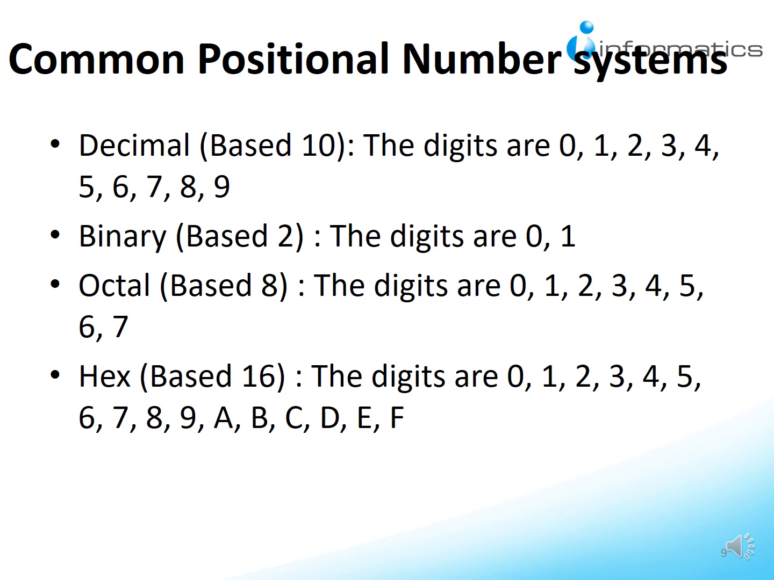Octal means base 8, so the digits 0, 1, 2, 3 up to 7. Another commonly used number system is base 16. It's called hexadecimal system. The digits are 0, 1, 2, 3 up to 9, then followed by A representing 10, B, C, D, E, F representing 11 up to 15, from 0 up to 15.